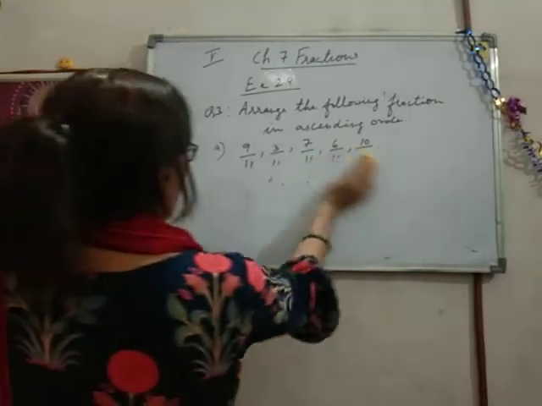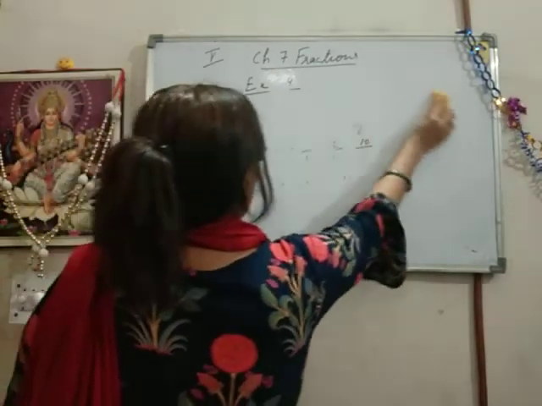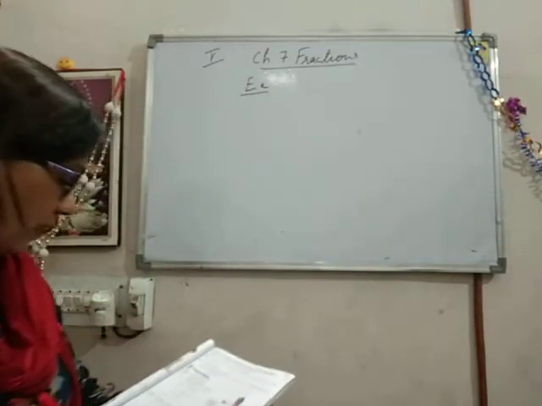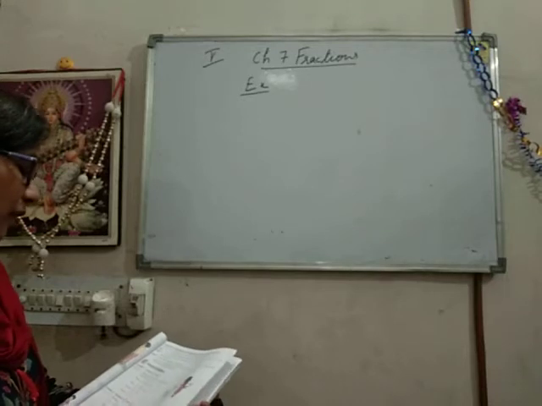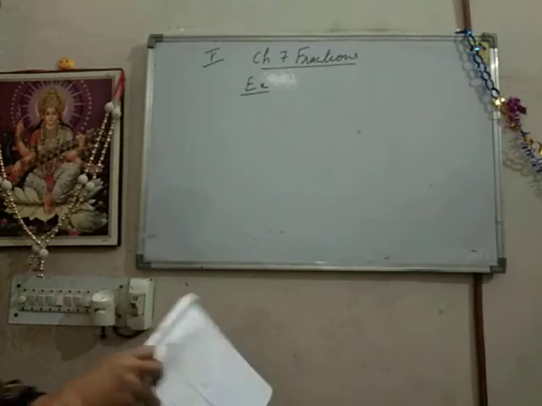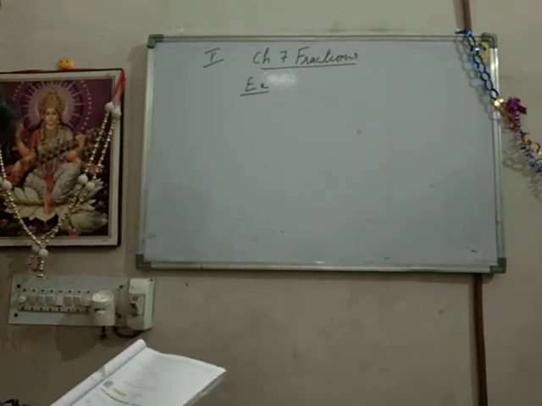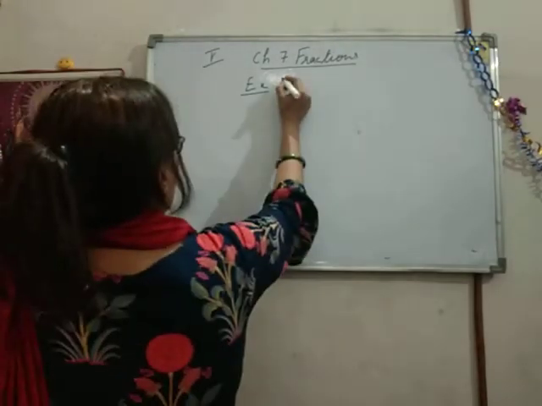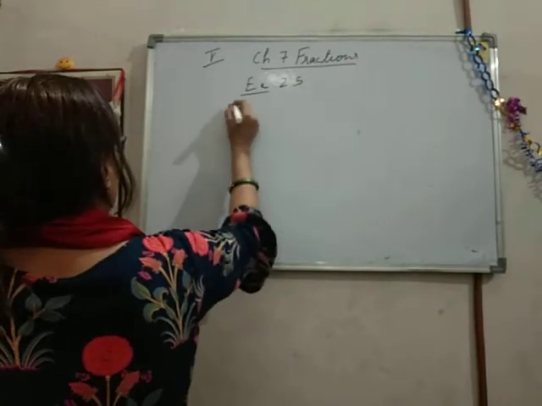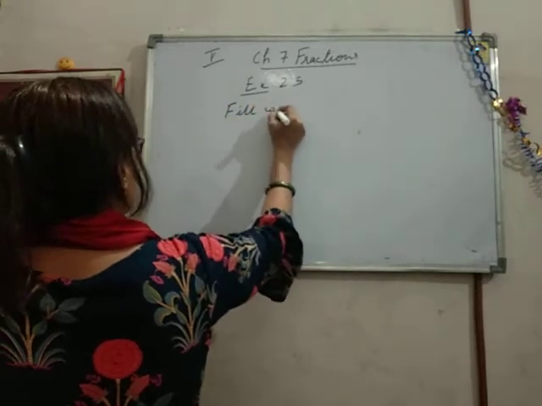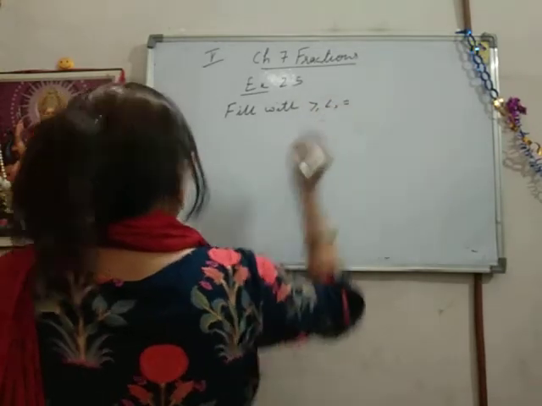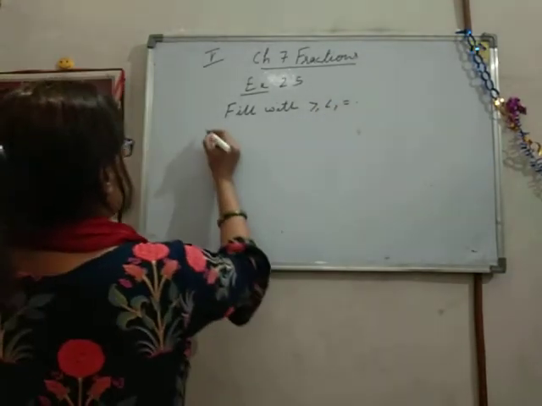Now the next question. Now I start the new exercise. In it we will study comparison of fractions with unlike numerators and unlike denominators. Okay student, it is also very interesting. So it is exercise 25. Here the question is, we have to fill in the blanks with these symbols.